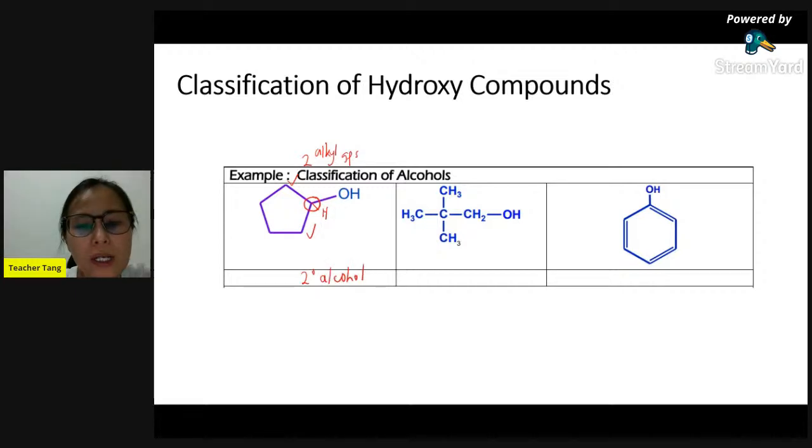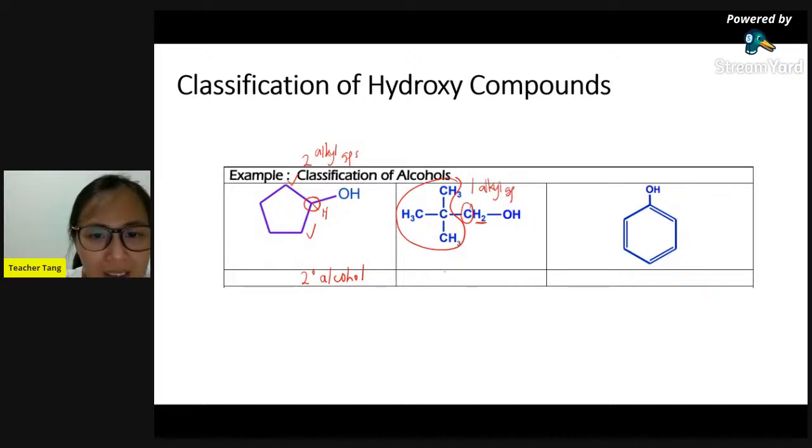We move on to look at the next example. Where is the reference carbon? This is the carbon, because this carbon is attached to the hydroxyl group. Look, this carbon has two hydrogens. If attached to two hydrogens, it means there is only one alkyl group. So if only attached to one alkyl group, then this is primary alcohol.